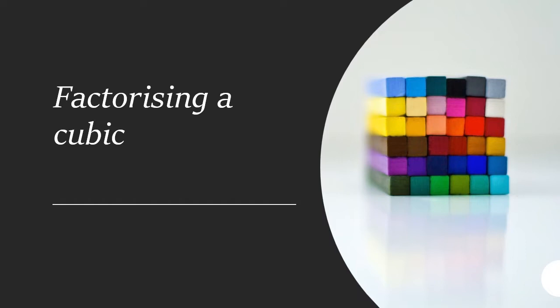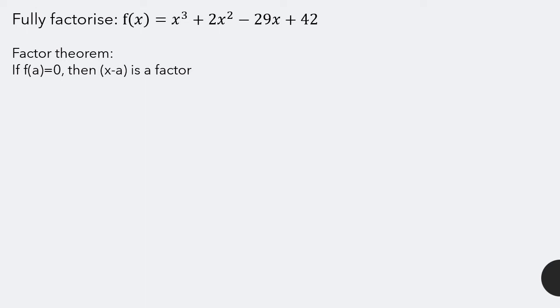it's better to try and factorise it where possible. So we're going to take this particular example of factorising this polynomial, x cubed plus 2x squared minus 29x plus 42. And it's going to rely on something called the factor theorem. The factor theorem tells us that if we put a value x equal to a into this equation, and the answer that we get is equal to 0, then x minus a is a factor. The factor theorem is actually a special case of a more general theorem called the remainder theorem, which you probably have studied as well.